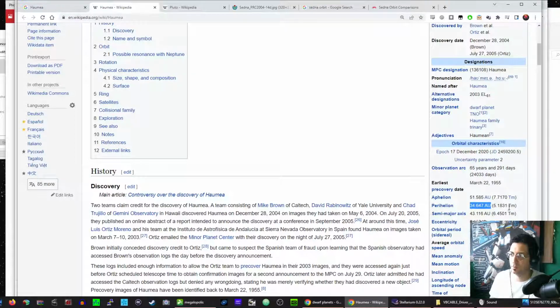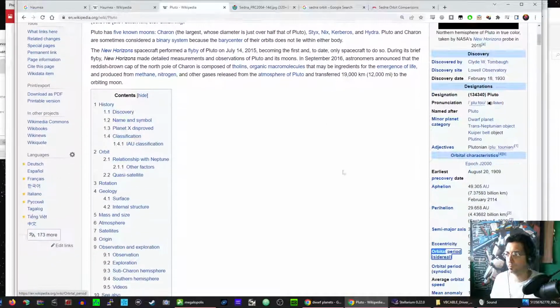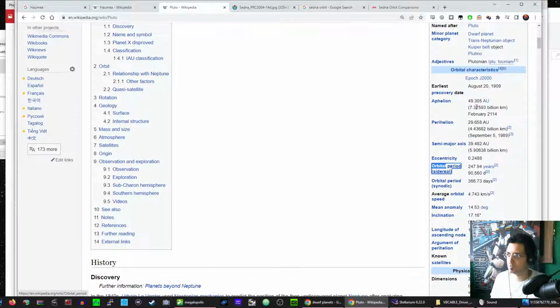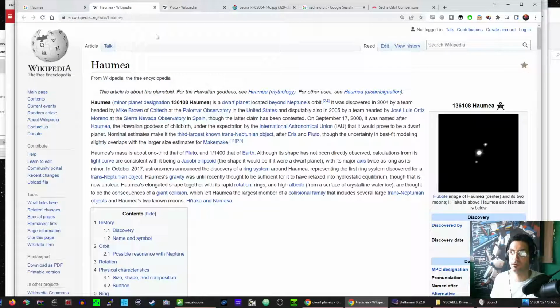I'm sorry, 5 billion kilometers to 7 billion kilometers. So this one doesn't have a highly elliptical orbit, but it's far away. It is pretty far away. 5 billion versus Pluto is 4 to 7 billion. So in fact, Pluto is closer at times, and other times it's further away than this object. These all have interesting orbits.